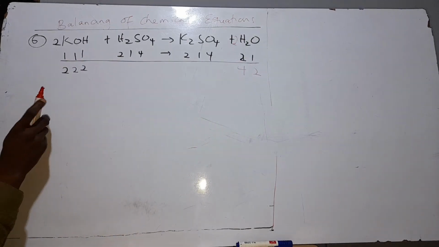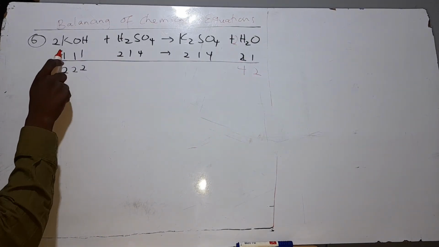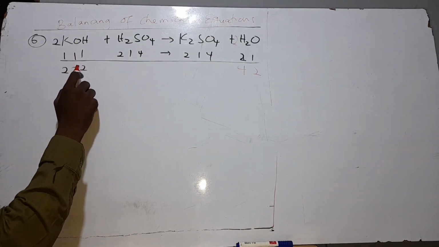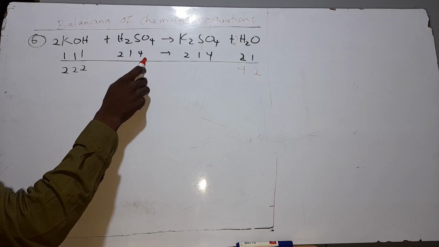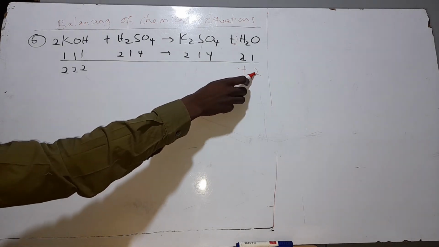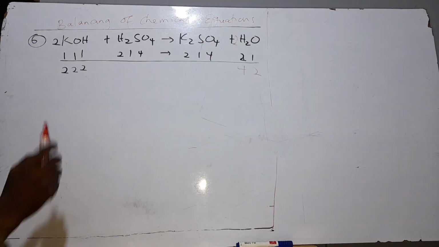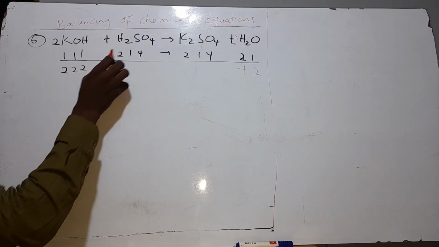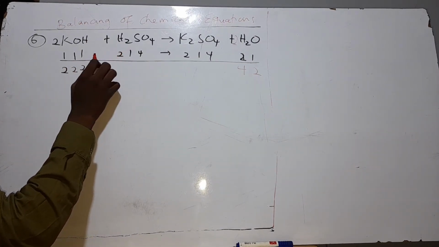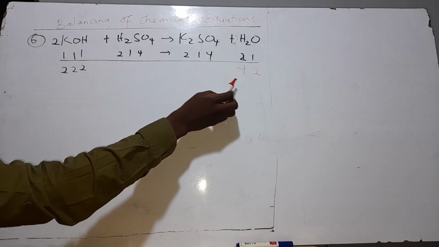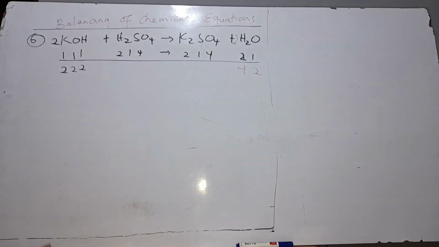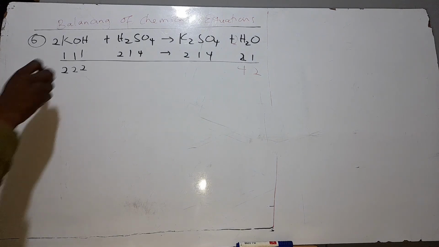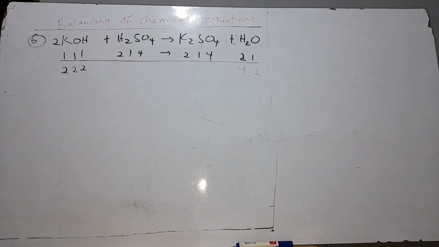So let's go back again and see. K here is 2, right? K here is also 2. O here is 2 plus 4 making 6. And O here is 4 plus 2 making 6. Let's get the hydrogen. How many hydrogen do I have here? We have 2 hydrogen here. We also have 2 here, making 4 hydrogen in all. When I come to this side, how many hydrogen do we have here? We have 4 hydrogen. So our equation is balanced. So we only need 2 and 2 here to balance our equation.